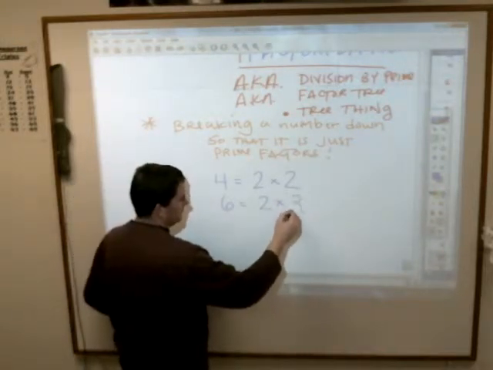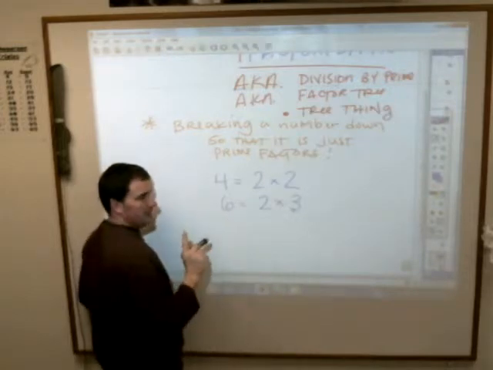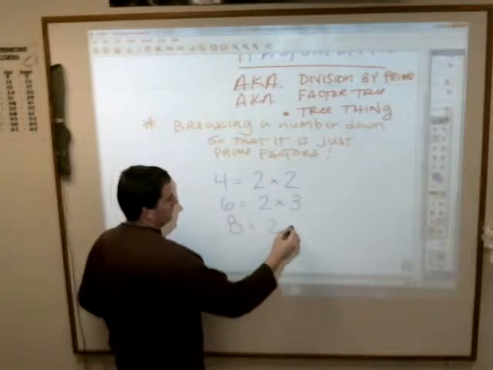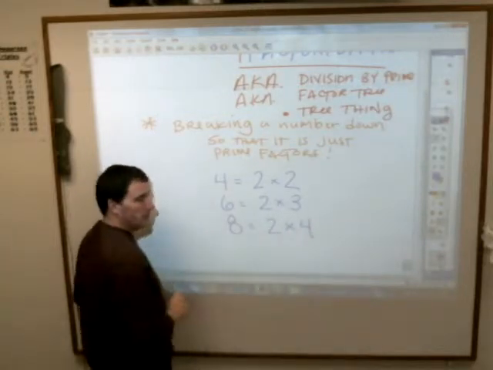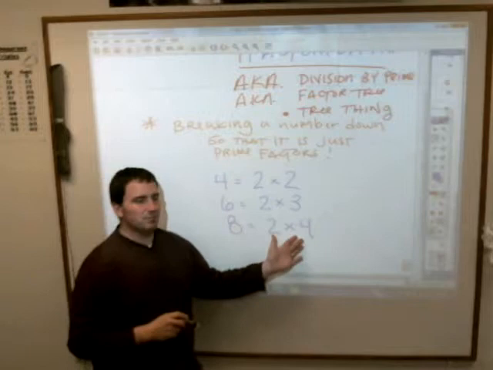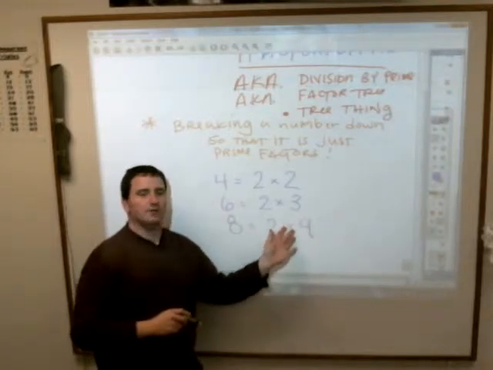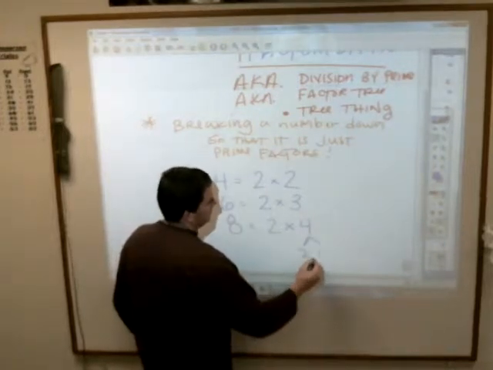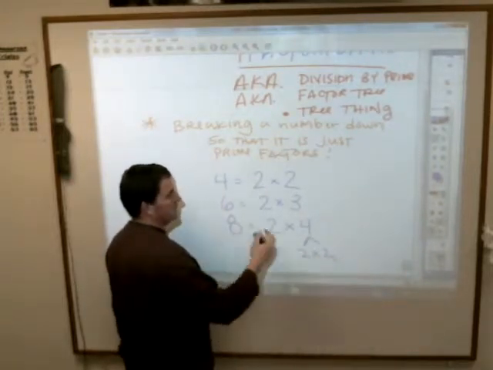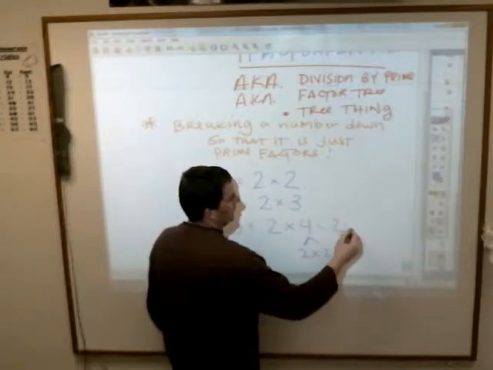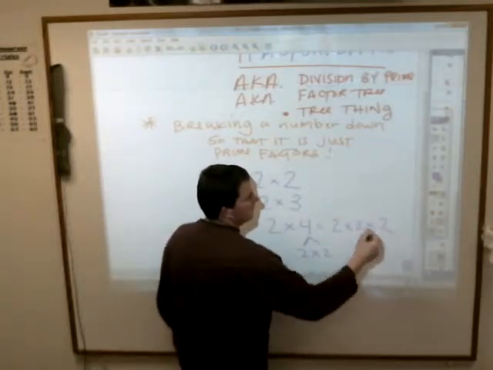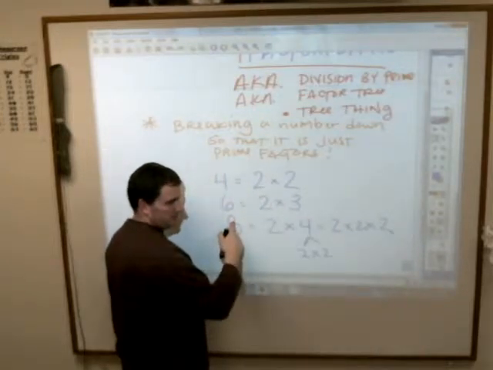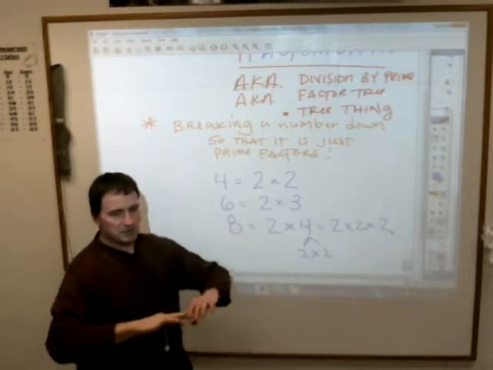2 times 3. Now, the number 8 gets a little more complicated because you might be inclined to say 2 times 4. Well, unfortunately, 4 is not a prime number, so you have to actually break it down again into, Ava, 2 times 2 times 2. Right. So the prime factorization of 8 would be 2 times 2 times 2. 3 prime numbers that times themselves will give you 8.